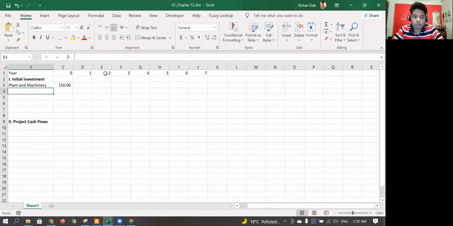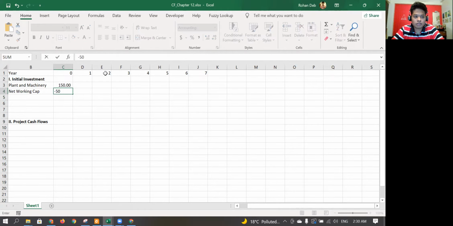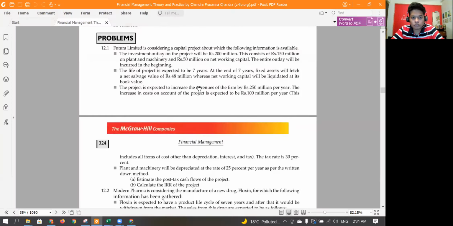Again, with plant and machinery, you have to make sure the depreciation is there. So net working capital, in fact, what you can do is put it as minus 50. That way you're already accounting for the cash flow. So it's an outflow, so negative. 7 years is the life of the project.